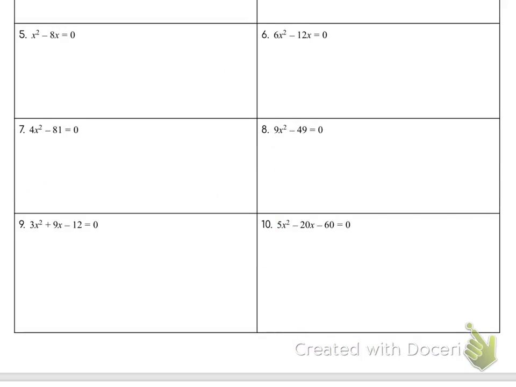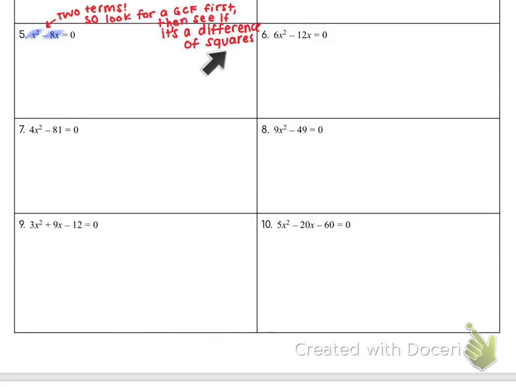Okay, number 5. Now notice here we have 2 terms, right? On the other side, 1 through 4, we had 3 terms. Now we have 2 terms. So remember, with 2 terms, the first thing you're going to look for is a GCF, and then you're going to see if it's a difference of squares. Actually, when there's 3 terms, you always need to look for a GCF too. But remember, if a equals 1, like it was on the last page, we don't have to check for a GCF because we know there's not going to be any. But when there's 2 terms, look for a GCF first.